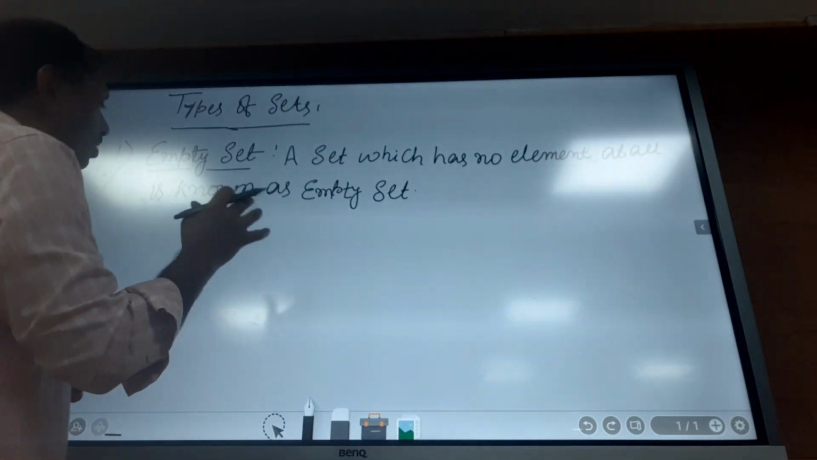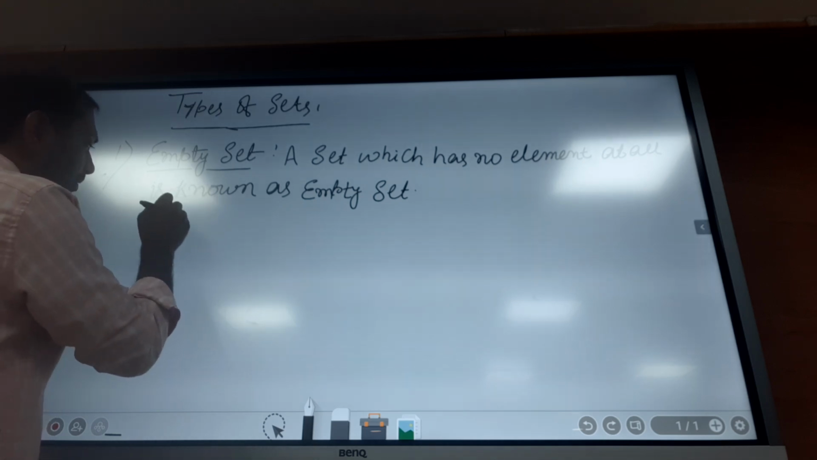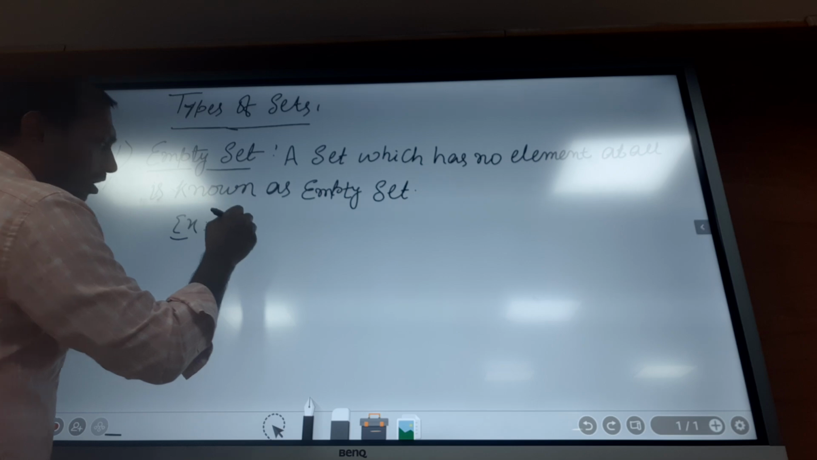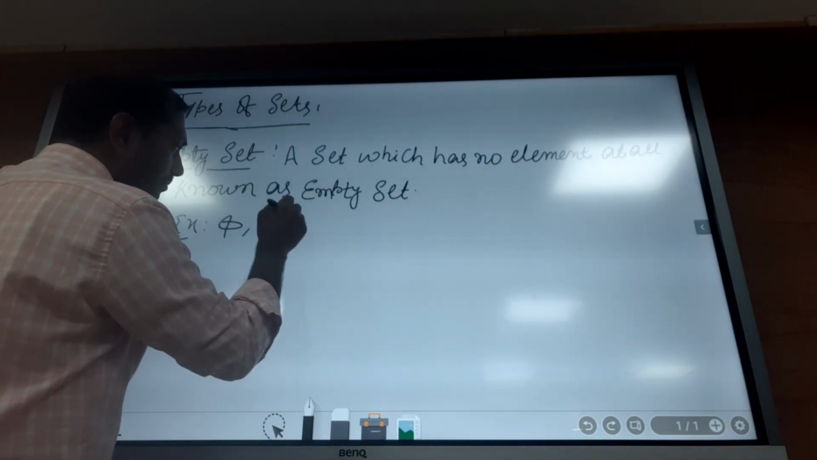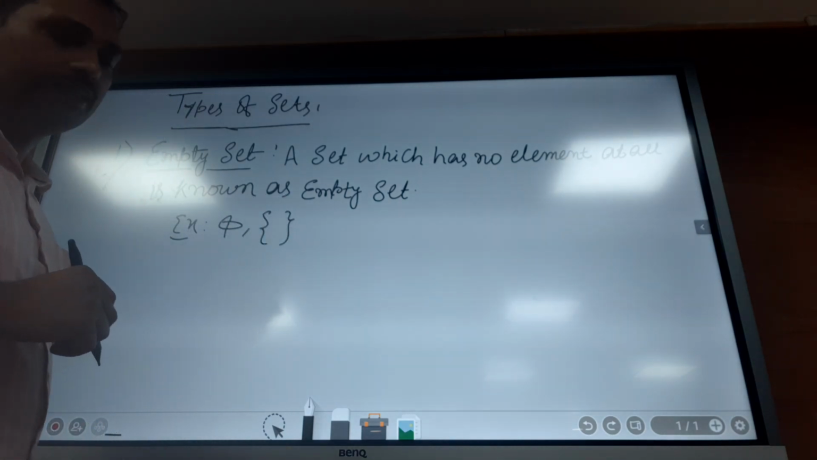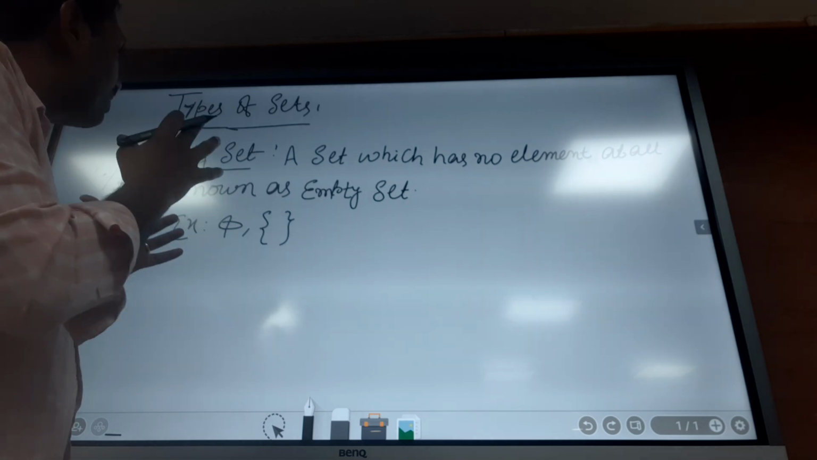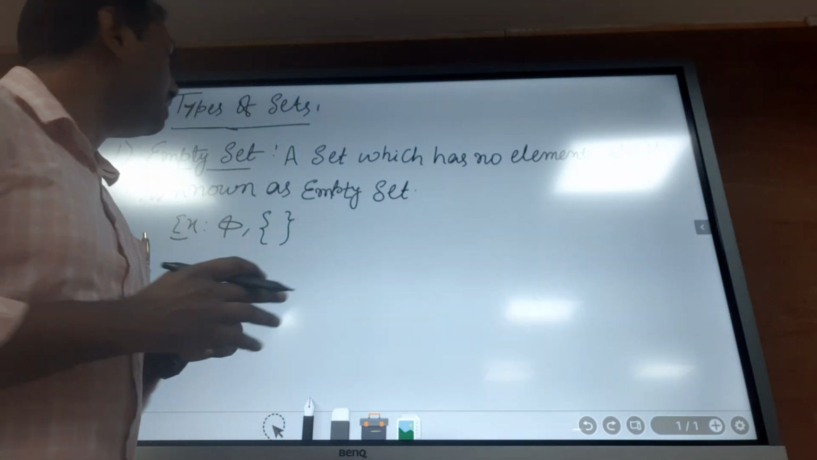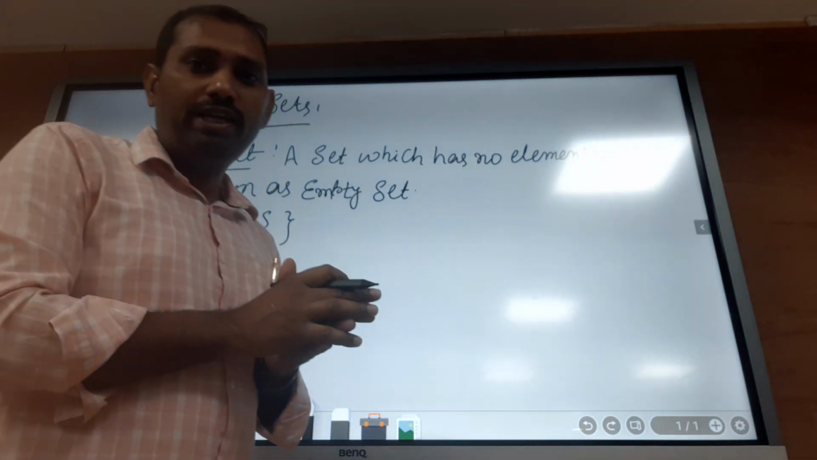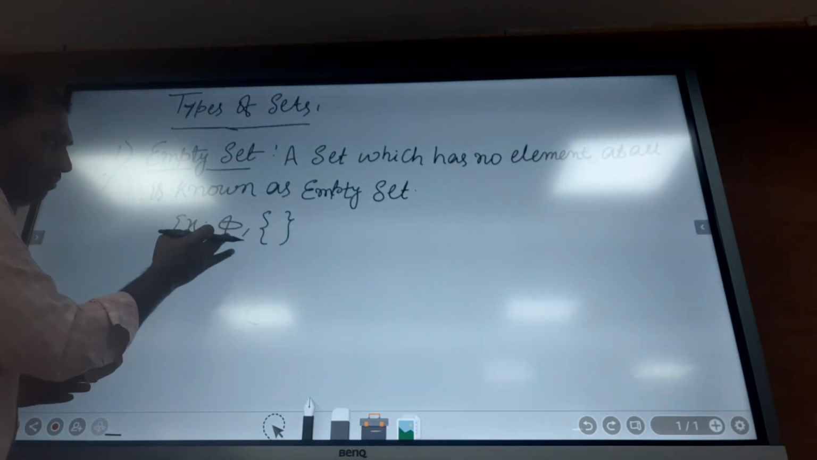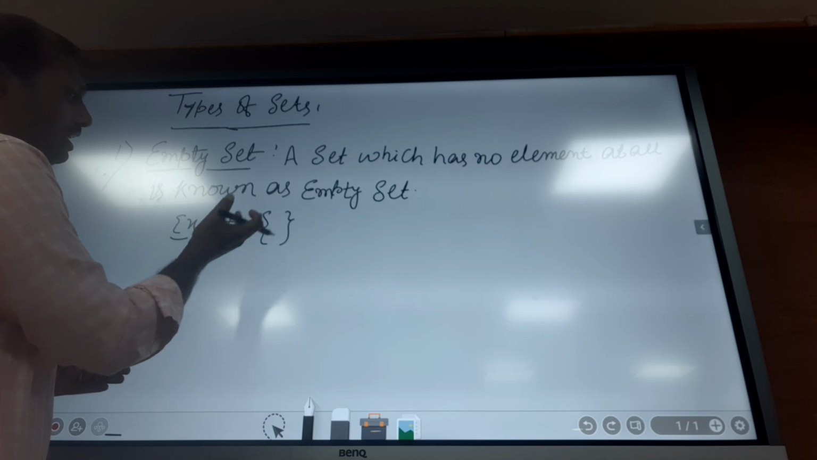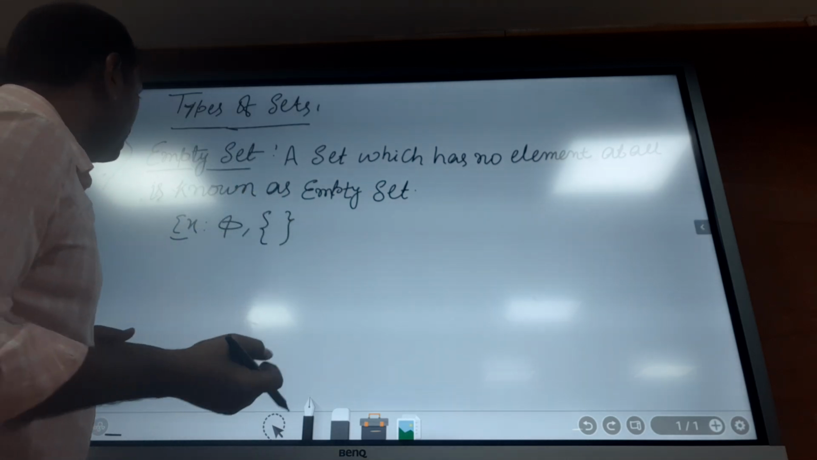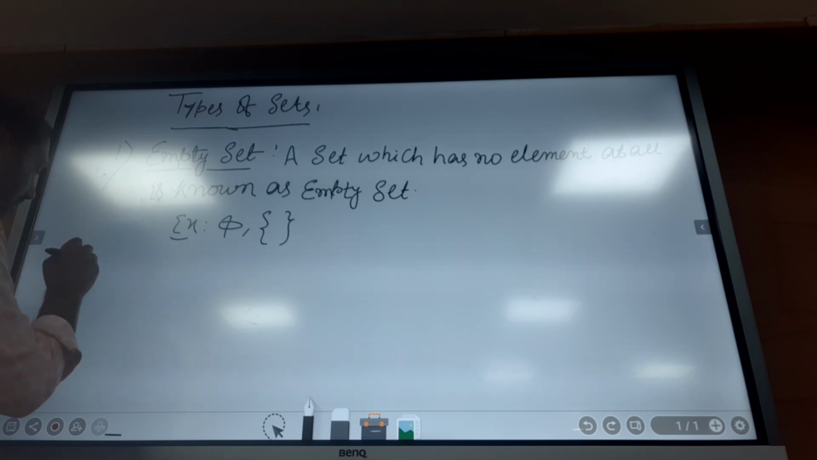It is also known as phi. For example, this one is an empty set, or we can say this one is an empty set. So an empty set is what type of set? A set which has no element at all is known as an empty set. Phi is the symbol of empty set, and this is a set where no element is there. The second one is singleton set.